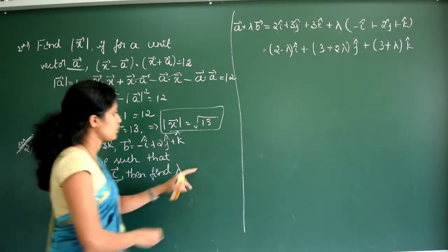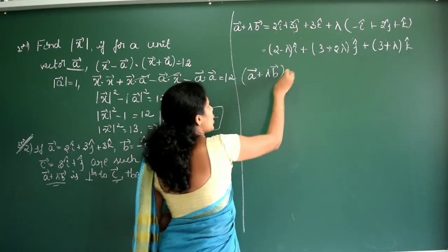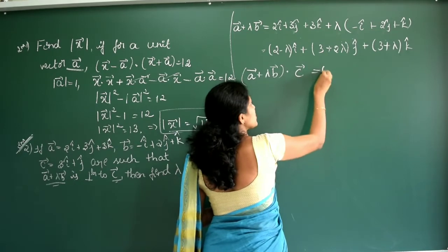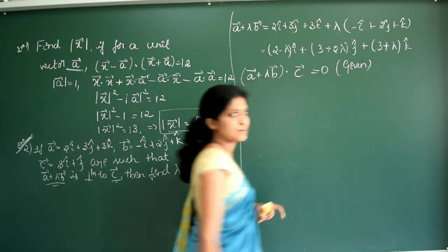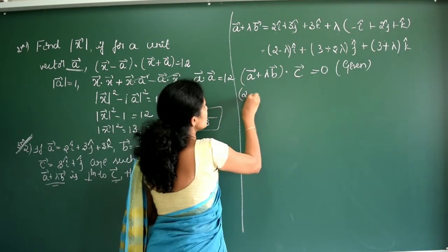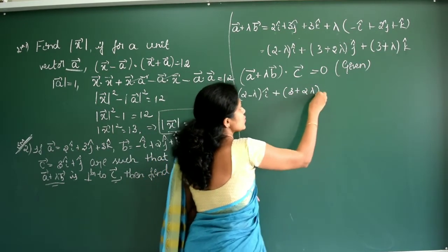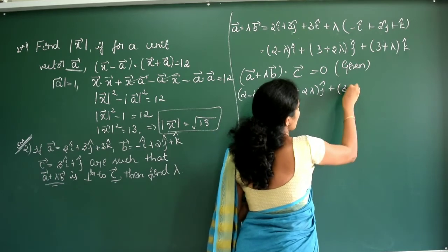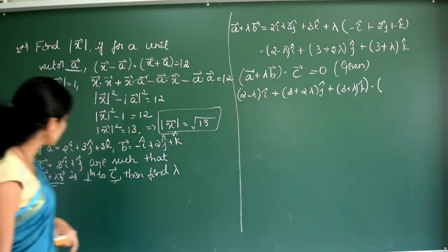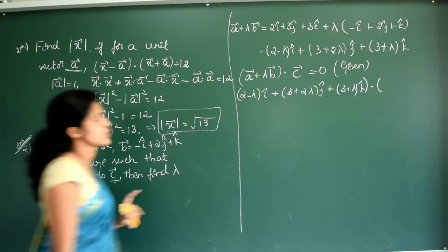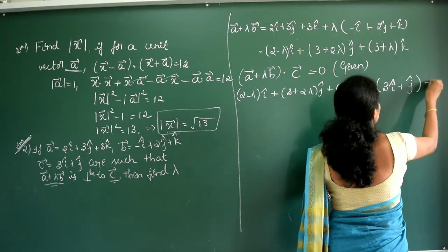Now we will find the dot product of that. It will be a vector plus lambda b vector dot product with c vector is equal to 0, since it is given, right? These two vectors are perpendicular. Now we will substitute that value. This is now (2 minus lambda) i cap plus (3 plus 2 lambda) j cap plus (3 plus lambda) k cap dot product with c vector. What is c vector? It is given as 3 i cap plus j cap. So let me write here 3 i cap plus j cap. This should be equal to 0.